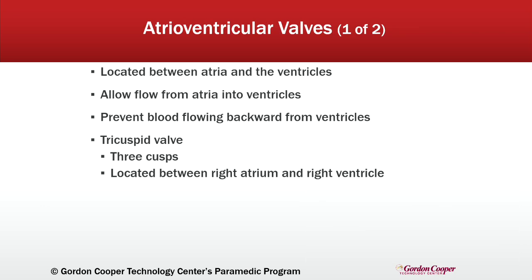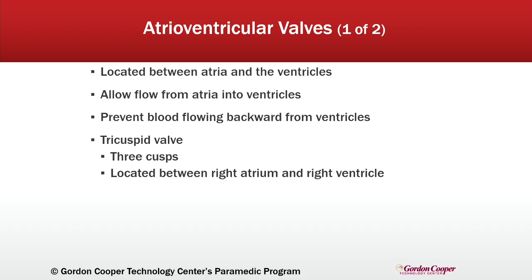So let's break down the first set of valves, the atrioventricular valves. Now these sit between the atria and the ventricles, like a one-way street sign. So they let blood flow from the atria into the ventricles, but they make sure it doesn't go the other way. So no U-turns allowed here.